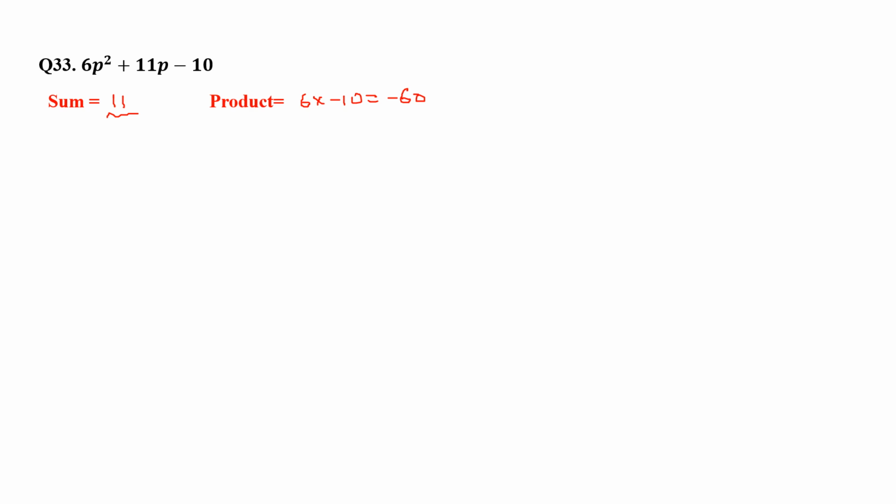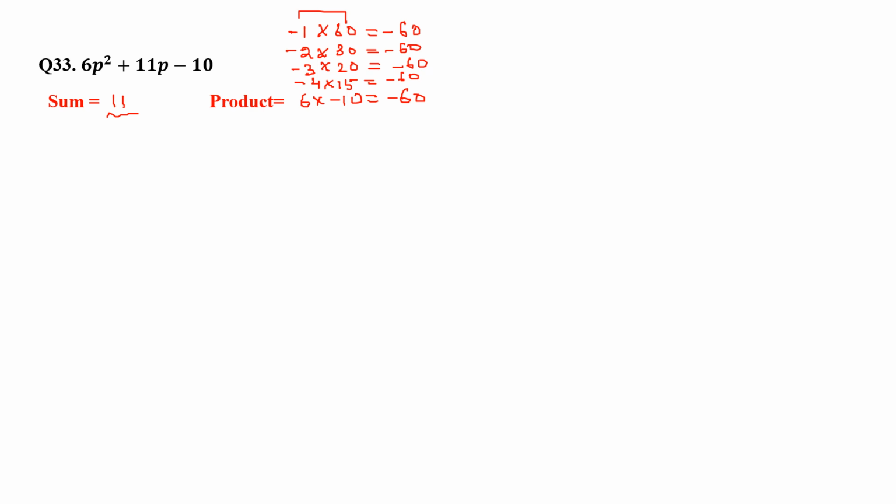Now 60 comes in the table of 1 also. So I can take minus 1 into 60, which will give me minus 60, but the sum of minus 1 and 60 is not 11. So this is not the correct option. Next I can take minus 2 into 30. This will also give me minus 60, but the sum of minus 2 and 30 is not 11. Next I can take minus 3 into 20. Again minus 3 and 20 if I add, I am not going to get 11. Next is minus 4 into 15. This will give me minus 60. And if I add minus 4 and 15, I am going to get 11.